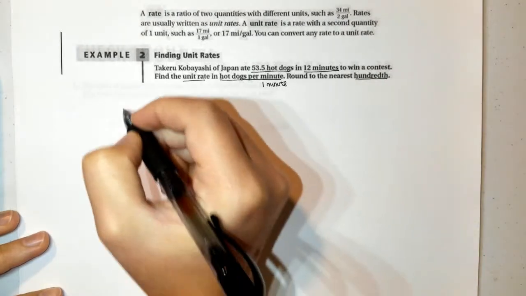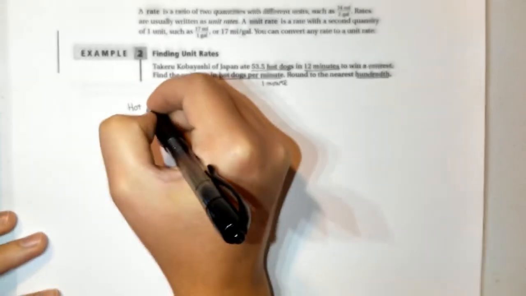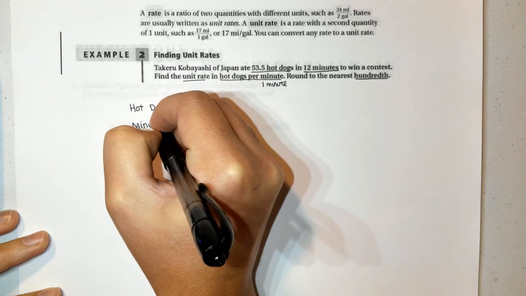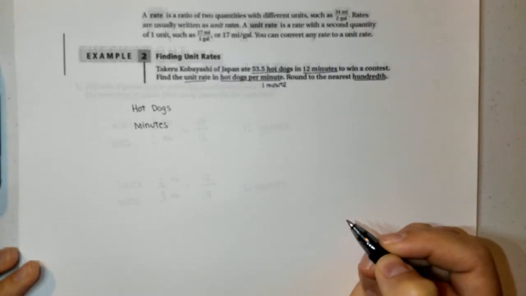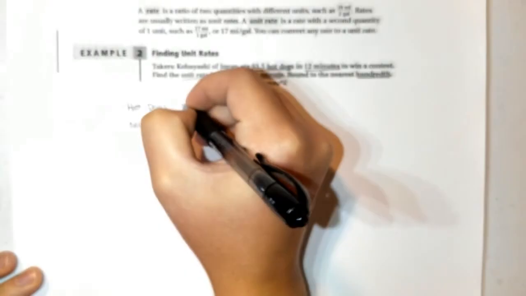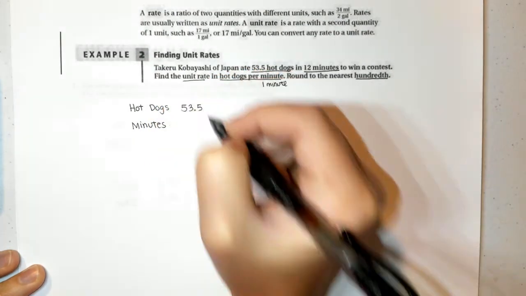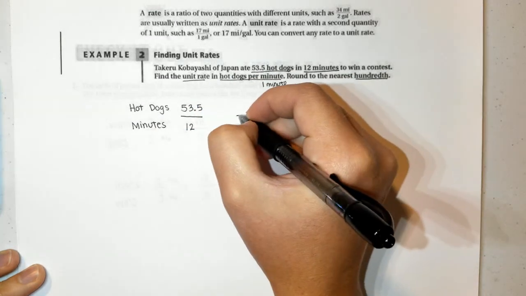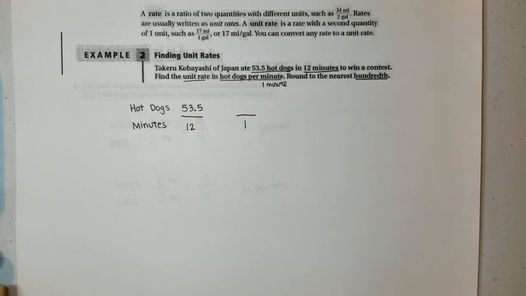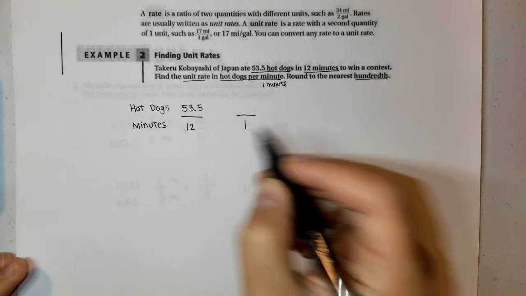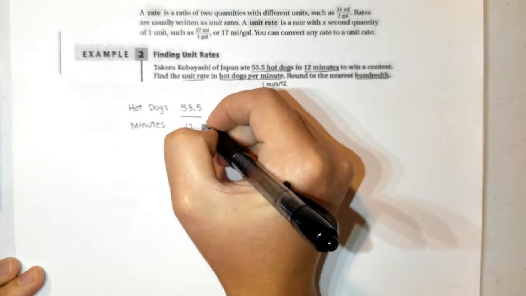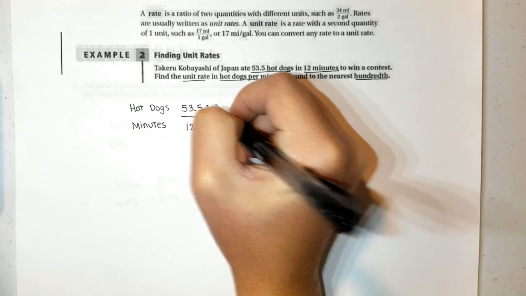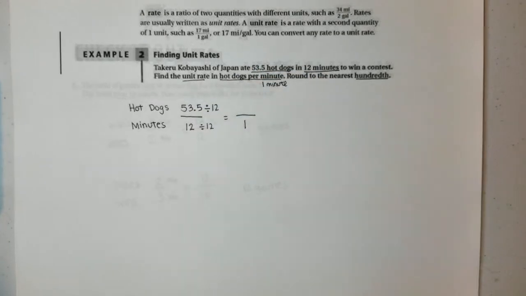So we have hot dogs. So I'm going to write hot dogs. And then we have minutes. You should notice that these are two different units of measure, so this is going to be a rate. So we have 53.5, and that is in 12 minutes. And we want to get for 1 minute. Okay, we want to see how many hot dogs he can eat in 1 minute. So to go from 12 to 1, we're going to divide top and bottom by 12. And that will give us how many hot dogs are eaten in 1 minute.